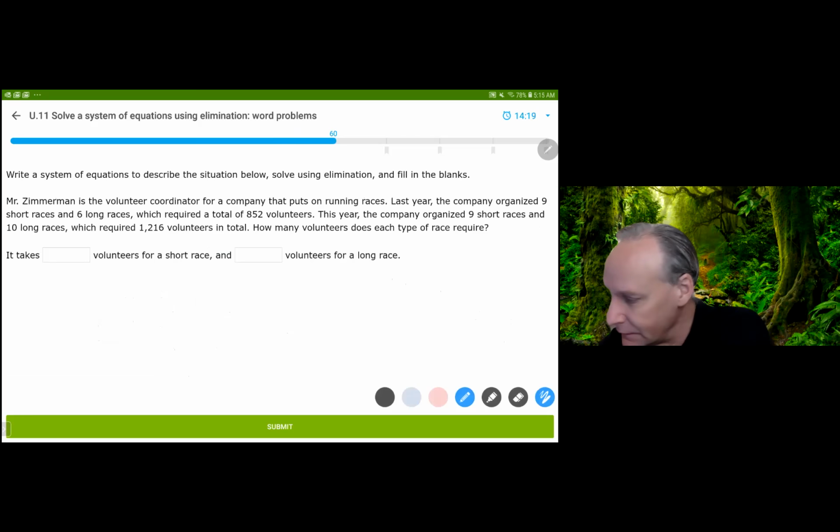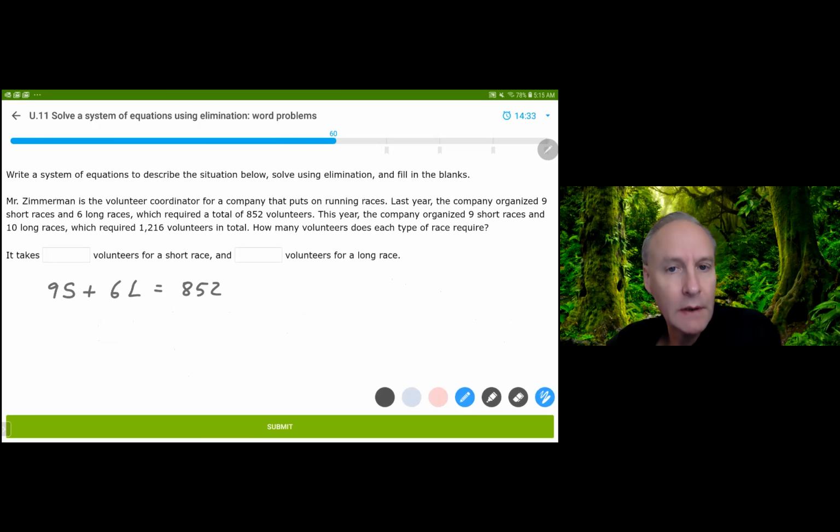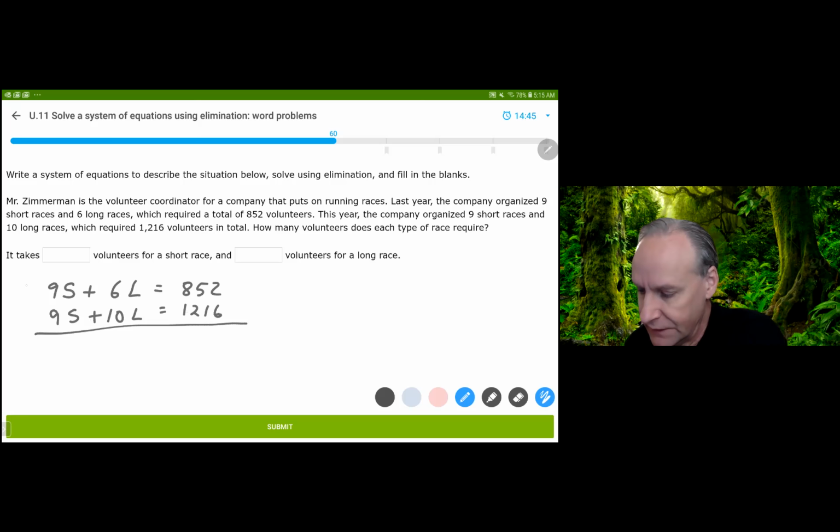Okay, guys. Looks like we have short and long, and we have 9 short races plus 6 long races needing a total of 852 volunteers. 9 short races with 10 long races requires a total of 1216. And again, we're going to just change the sign. I'm going to change the sign of the top one.